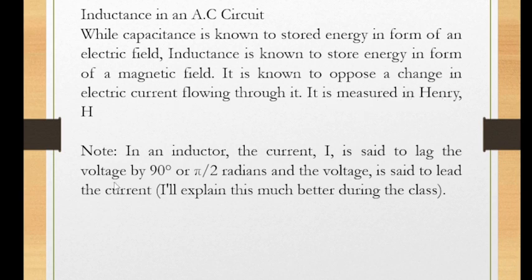In an inductor, we already said that the current is said to lag the voltage. Remember we did the one for a capacitor. What happened? The current was leading. But in an inductor, the current is the one that is lagging, while the voltage is what? The current is said to lag the voltage by 90 degrees, and the voltage is said to lead the current.